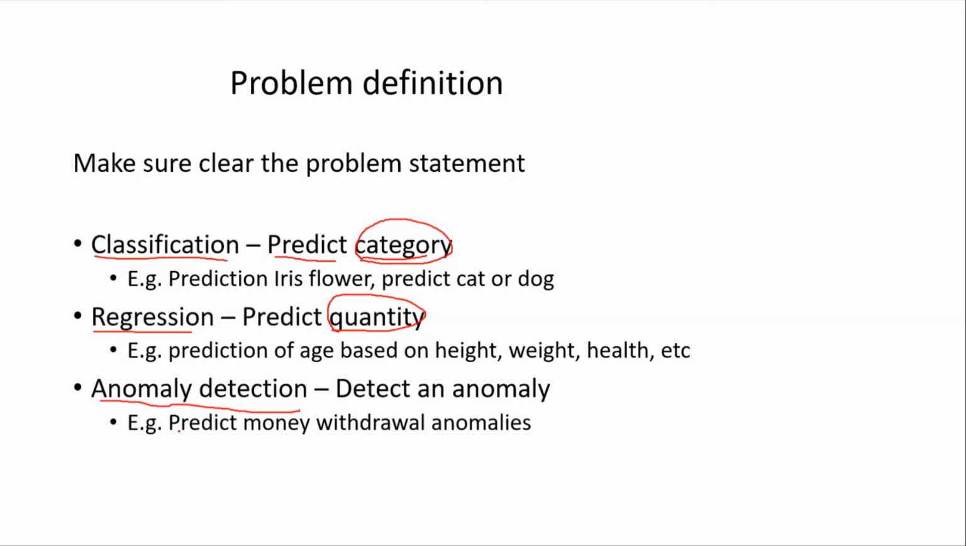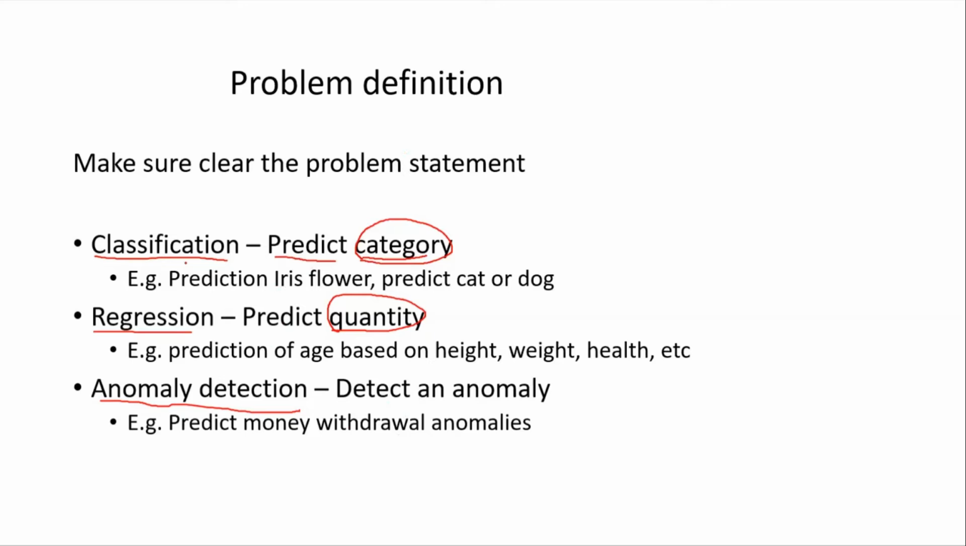All right. So here an example is predicting anomaly in withdrawal. Someone has never withdrawn the whole amount of money at once. So when it happens, it is considered an anomaly. Okay. All right. You have to make sure what problem you're going to solve here.